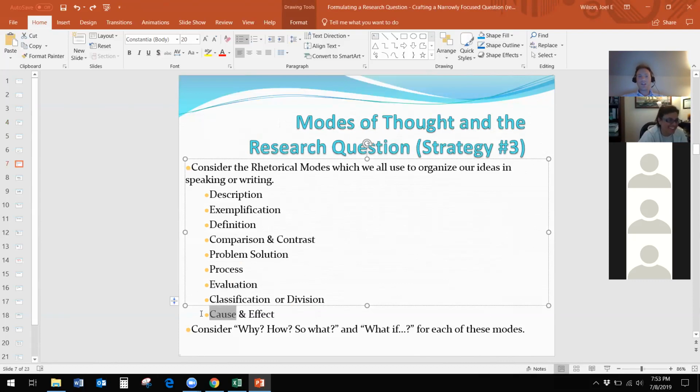Cause and effect, right? Causal analysis. Why is pizza so popular in this country? Why do people go to that all the time for food? Effects. What are the effects of Americans' consumption of pizza? What are the effects physically? What are the effects on local businesses? What are the effects on local people?